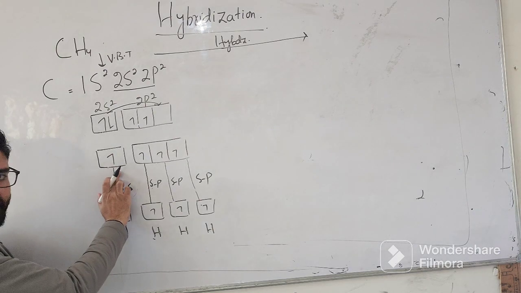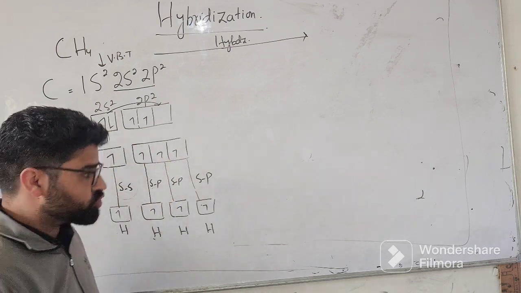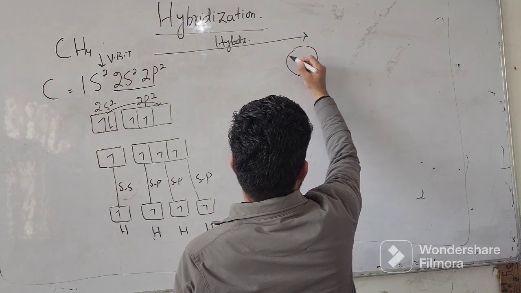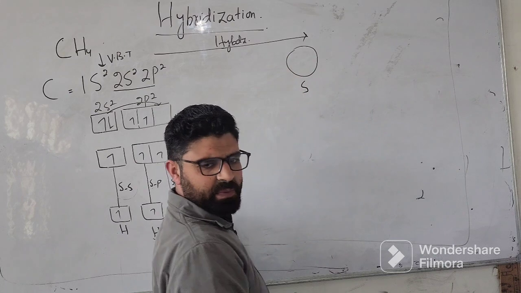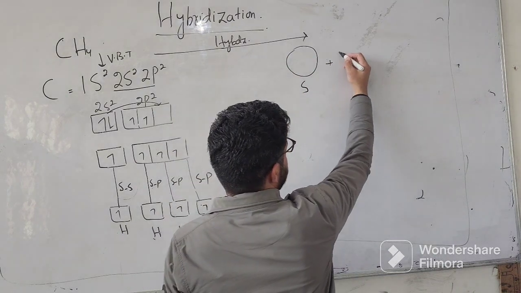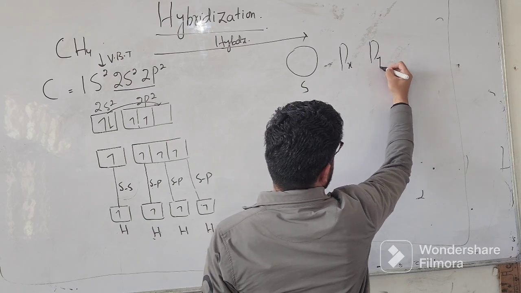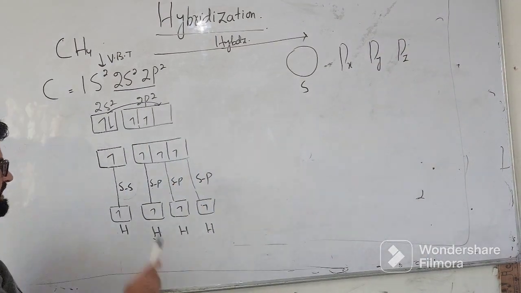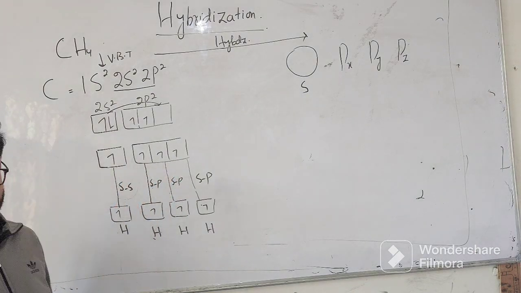This is the 2s orbital, 2px, 2py and 2pz. So, we will see like this. This is the 2s orbital. The shape of the s orbital is spherical. The 2s orbital plus the px, py and pz orbitals. These are the four orbitals, 2s, 2px, 2py and 2pz.